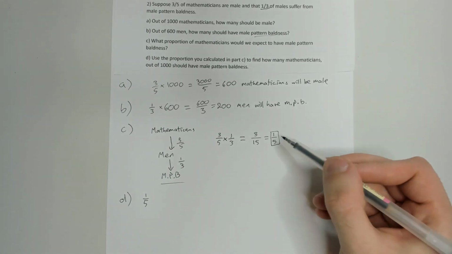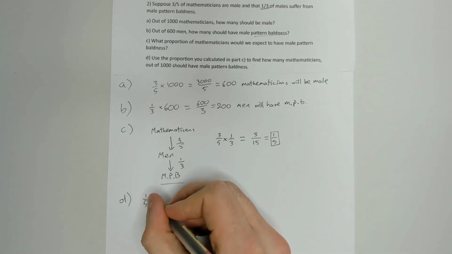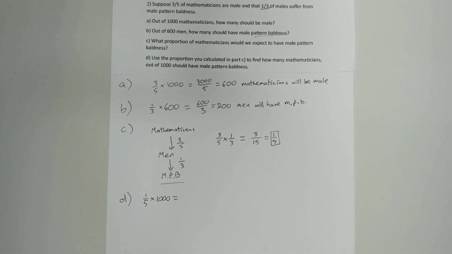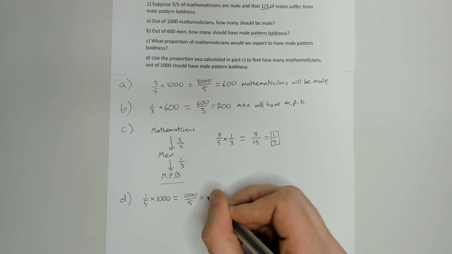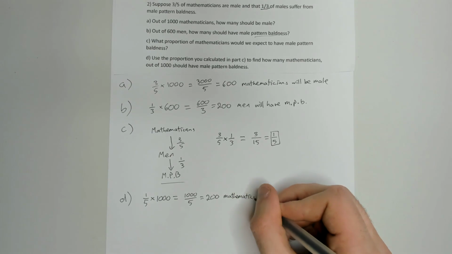Because this proportion is telling us the piece of mathematicians with male pattern baldness. So if we apply that to a group of mathematicians, we're going to know how many in that group have male pattern baldness. So if I do 1/5 times 1,000, that's the same as 1,000 over 5, which is going to be 200 mathematicians will have male pattern baldness.